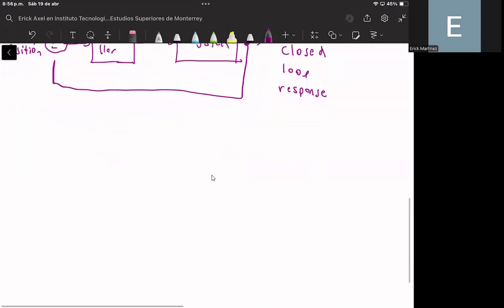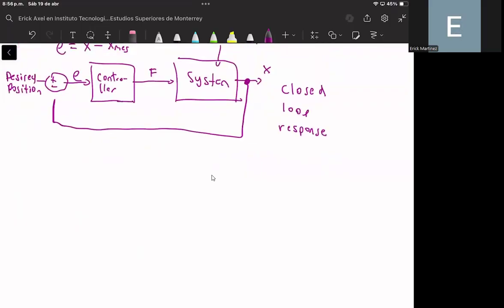Now, the question is, well, how can we know what is the controller that I can use? And there are many types of controllers. I will name some of them, like the linear quadratic regulator. Also, we have, what other one? We have the sliding mode control.